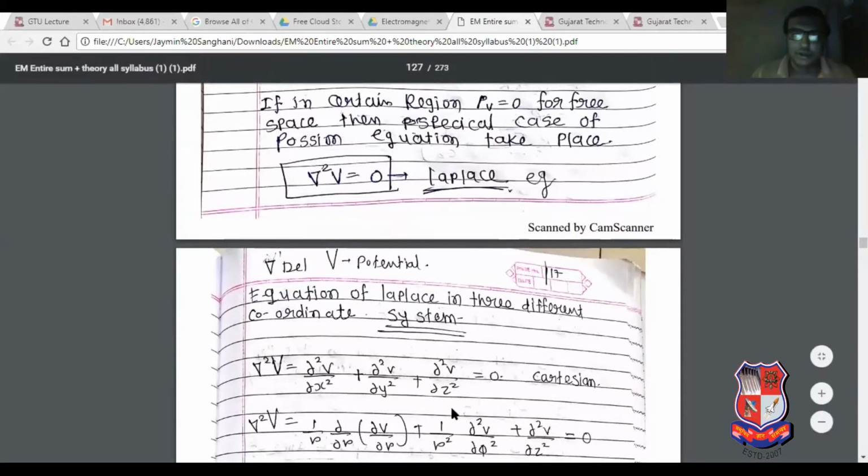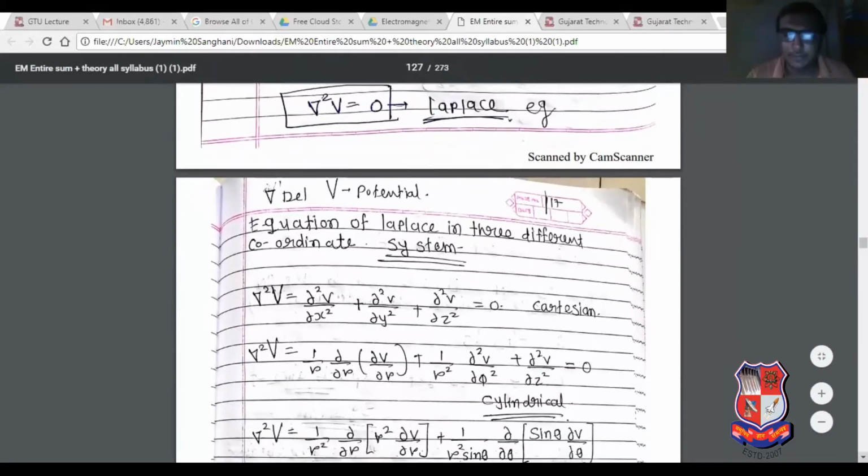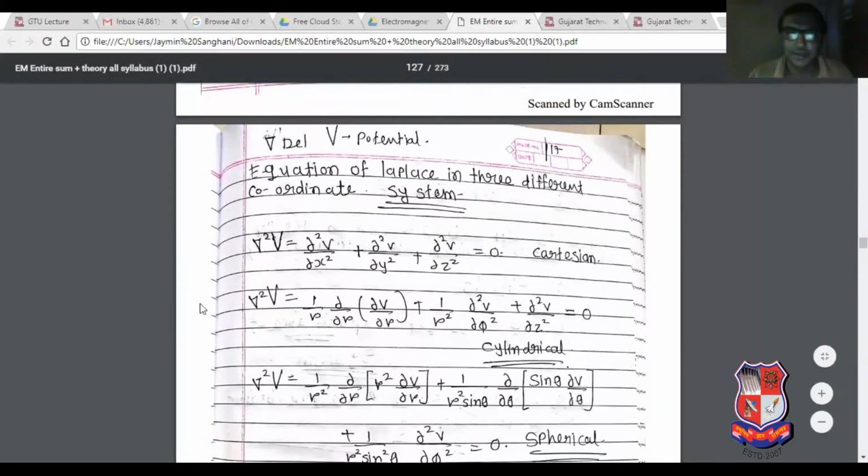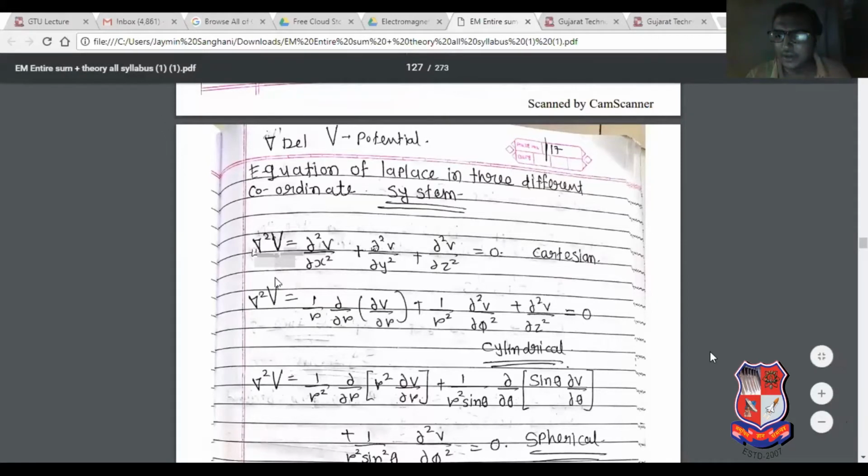Now, the equation of Laplace can be represented in three different coordinate systems. In Cartesian: del square V equal to del 2V upon del x2 plus del 2V upon del y2 plus del 2V upon del z2 equal to 0. You have to remember this equation directly. There is no proof of this equation. Similarly, in cylindrical: del square V equal to 1 upon r, del upon del r of r del V by del r, plus 1 upon r square, del 2V upon del phi 2, plus del 2V upon del z2 equal to 0.